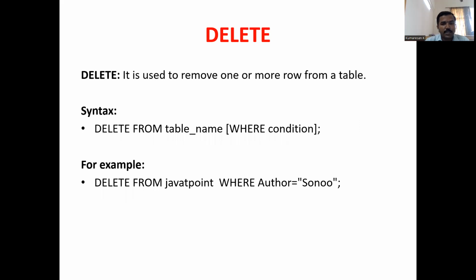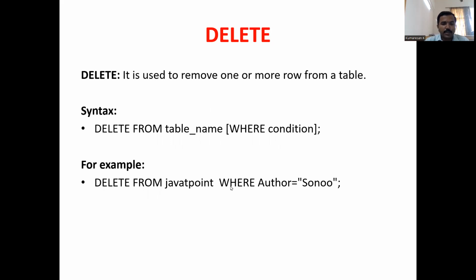And the next one is delete. It is used to remove one or more rows from a table. So we have to remove the data from the row. The syntax is delete from table name where condition. And for example, delete from Java point where author equal to Sonu. So if you give this condition, the Sonu record will be deleted from the database.